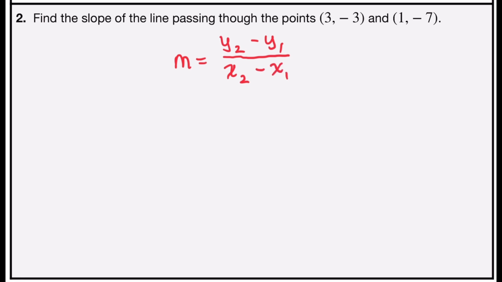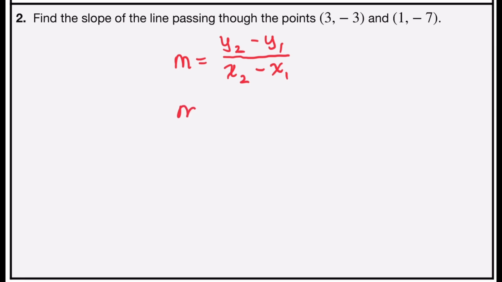Now you may hear your teacher say sub 2. y sub 2, sub means subscript, minus y sub 1, that stands for subscript, over x sub 2 minus x sub 1. But really what they're saying is the second y coordinate minus the first y coordinate over the second x coordinate minus the first x coordinate.